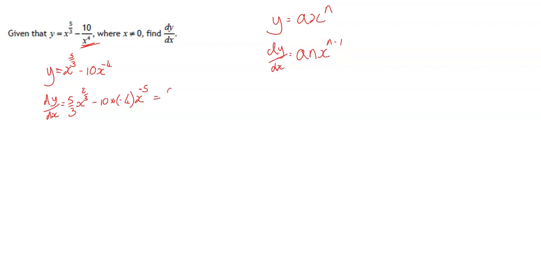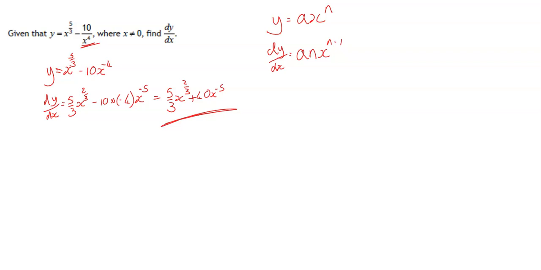So doing that, I end up getting dy by dx equals 5/3 x to the 2 over 3. Then simplify the coefficient of the second term. I end up getting plus 40 x to the negative 5. Now at this point, I could just leave the question like that. I could leave my solution like that. It's not asked for a different format.